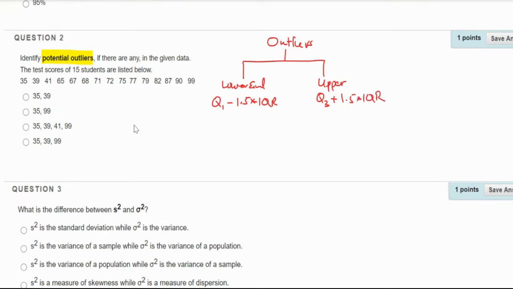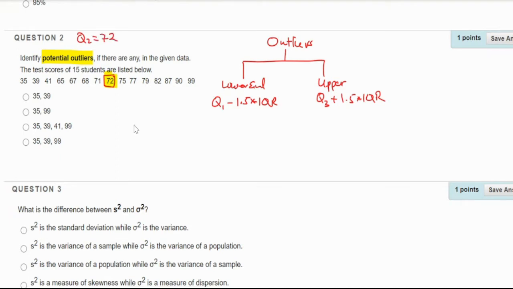Okay, so how many data points do we have? We have 15. So we have to find the median first. They've arranged it for us already. If we have 15, then 1, 2, 3, 4, 5, 6, 7. So this is the middle value, because there are 7 on the left and 7 on the right. So our Q2 is 72.